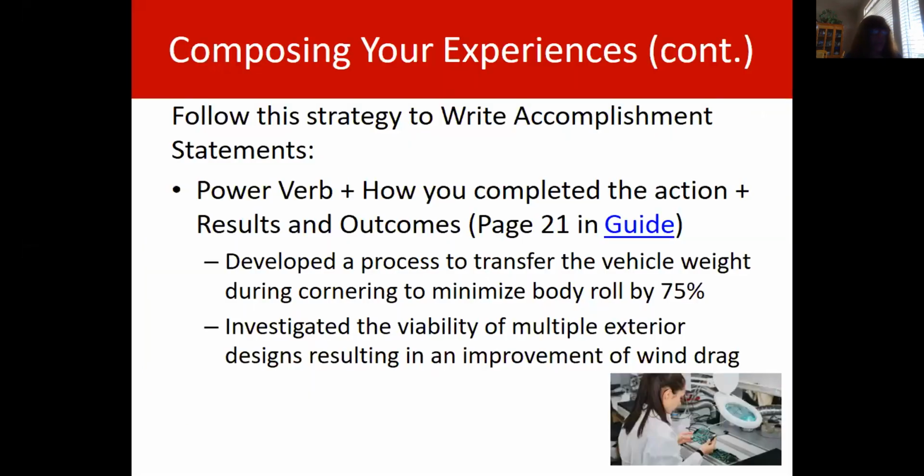And let me show you one more slide here. To write an accomplishment statement is, again, the power verb plus how you completed the action plus the results and outcomes. And in our career success guide on page 21 is a worksheet for resumes, and that format is in there for you to use. But here's a couple examples from a mechanical engineering student that was in a Bulldog Racing Club. So the 2 bullets you see here: developed a process to transfer the vehicle weight during cornering to minimize body roll by 75%. So you can see there's that format right there, power verb plus how you completed plus the results. So that's one statement.